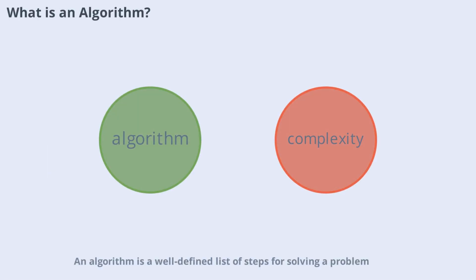An algorithm is a well-defined list of steps for solving a problem. In data structures, algorithms are used to process data efficiently. The efficiency of an algorithm is measured by its time and space complexity, which depend on the size of the input and the chosen data structure.